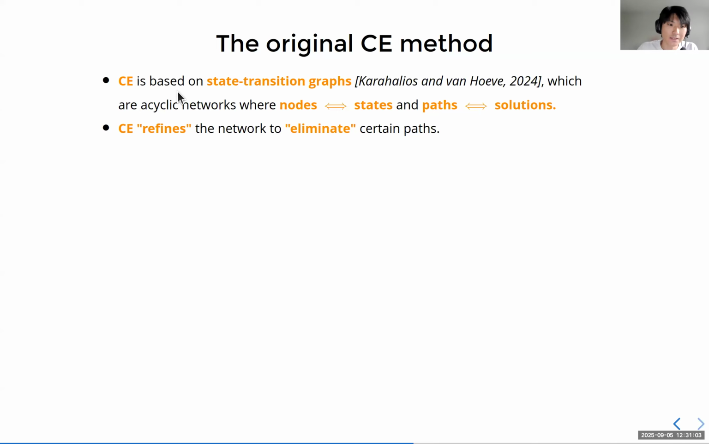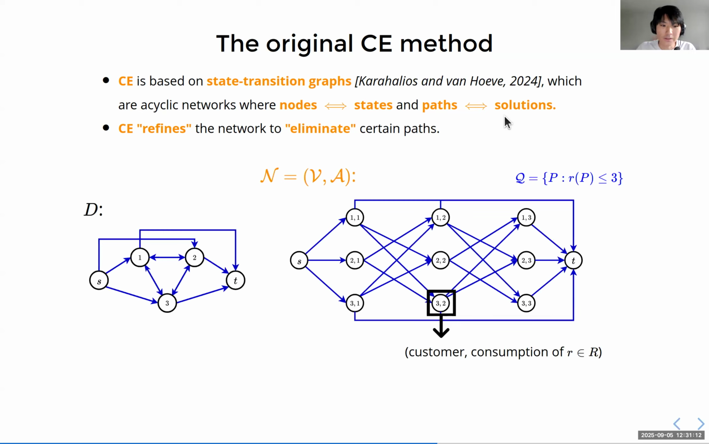Okay, so as I said, column elimination is based on these state transition graphs, where nodes correspond to states and paths correspond to solutions. So here's a picture to illustrate this. Here's the original input graph D, and here's a diagram associated with this input graph D. Each of these nodes corresponds to a state. For example, here the first entry denotes the customer, and the second entry corresponds to the consumption of some resource. The relaxation here is all the paths such that the total resource consumed is at most 3.